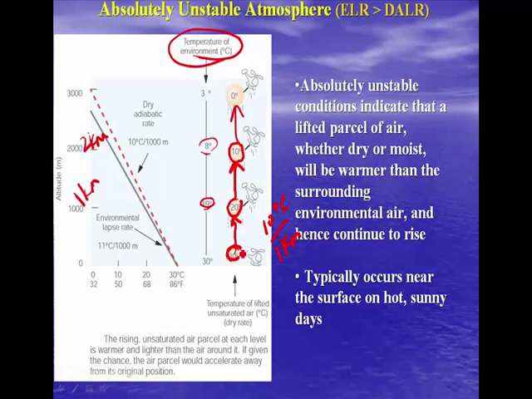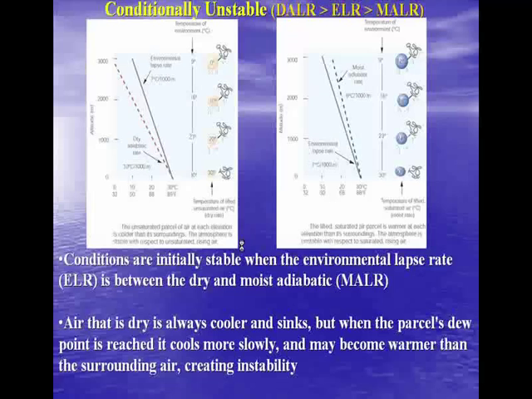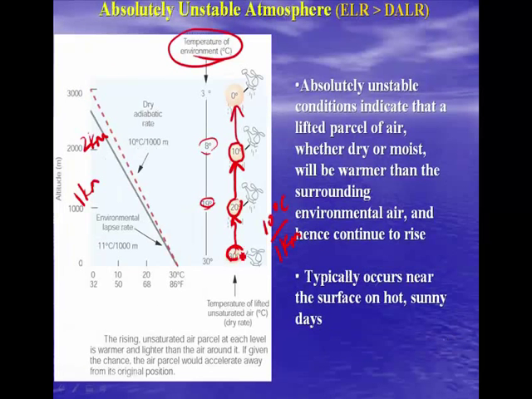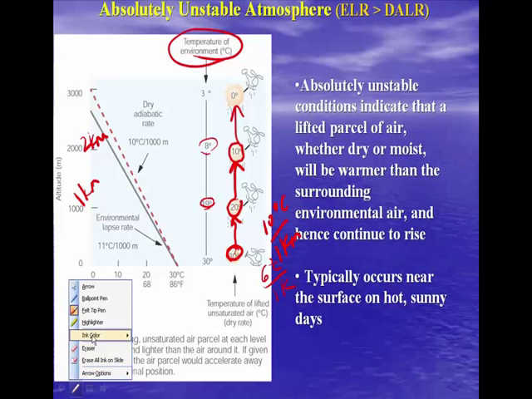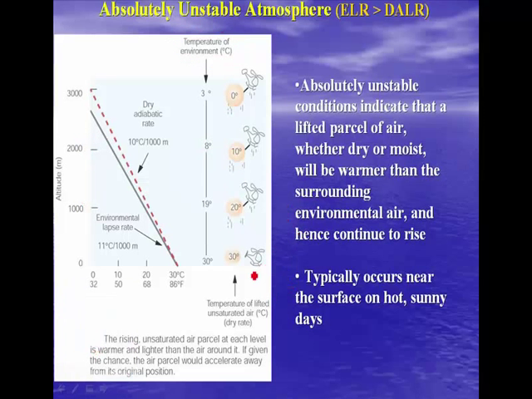Now, if this air parcel was decreasing at the moist adiabatic lapse rate, it would do the same thing. In other words, if it was the moist adiabatic lapse rate, the change in temperature would be 6 degrees Celsius per 1 kilometer. And let's just use an example here. And let's just say that this parcel was saturated.